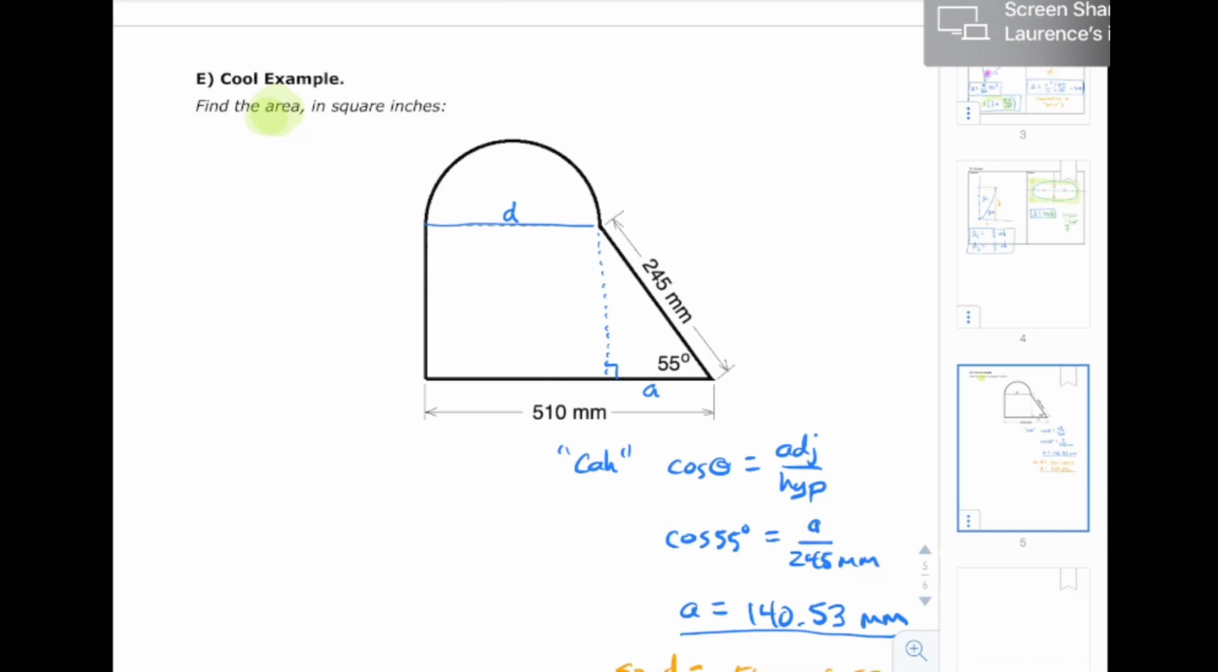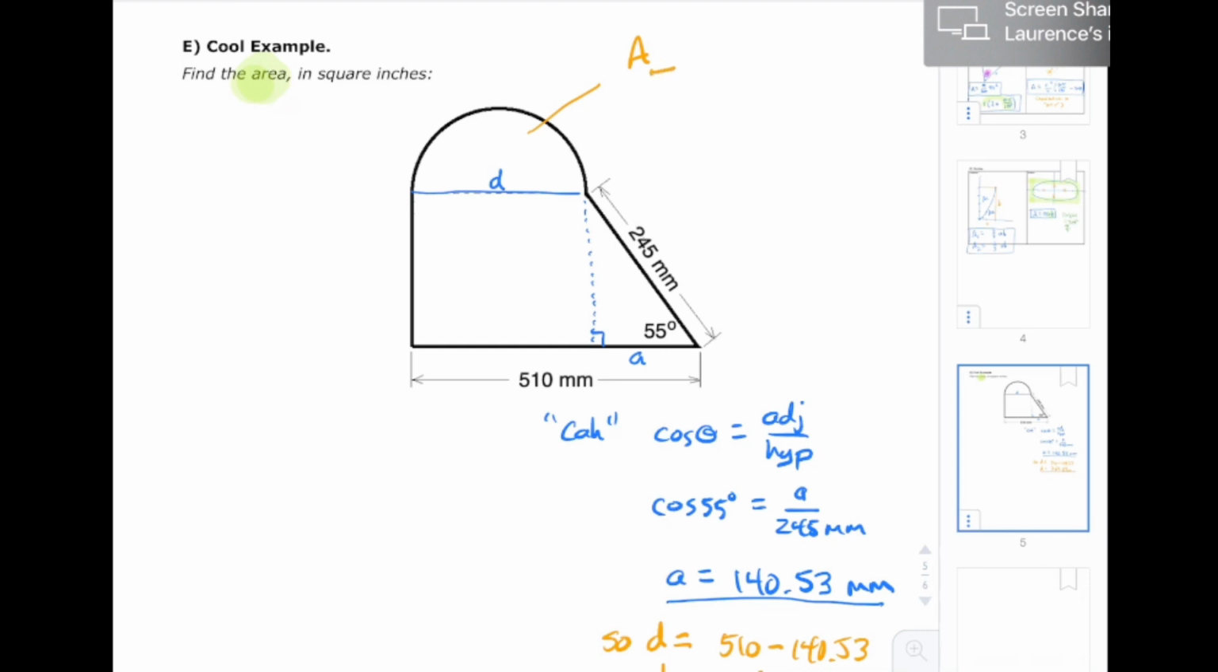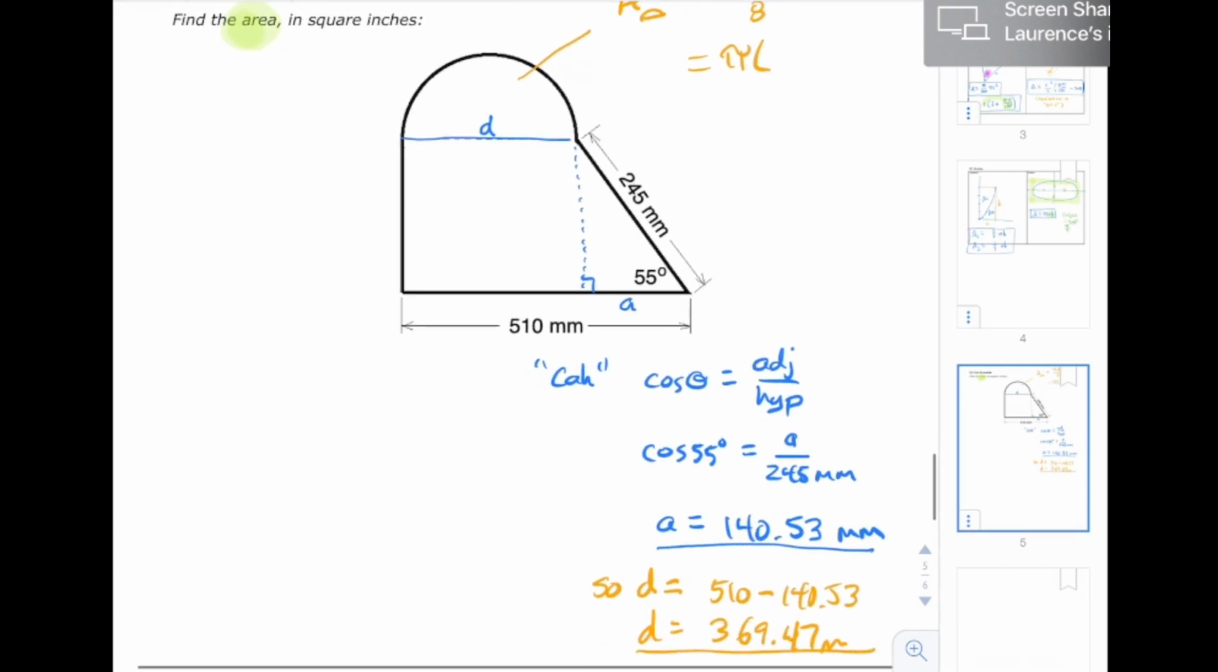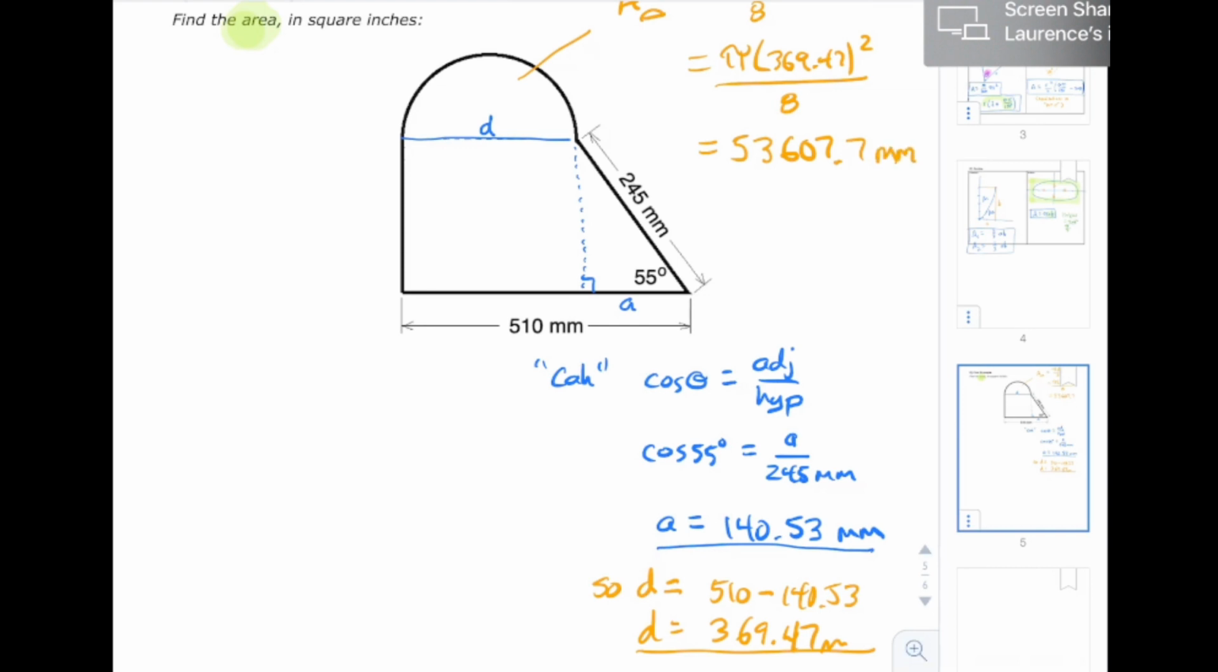So let's get some area here. Area of half a circle is, if you scooch up your notes, you can find that the area for half a circle is pi d squared over 8. So pi, I know what d is, I just solved for it, it's 369.47. That gets squared, put it over an 8, and let me work that out. And I'm getting, wow, 53607.7, just carry another one for fun, millimeters squared. That's for the half circle part of this thing.